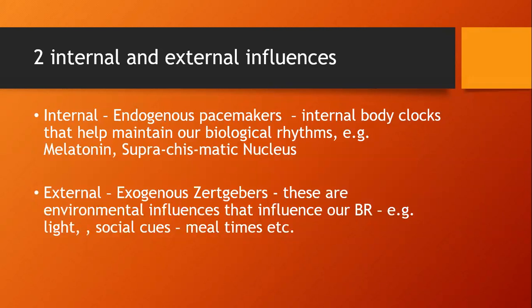The external is exogenous zeitgebers, right? These are environmental influences, so things external. Endogenous, like inside; exogenous, outside. These are environmental influences that influence our biological rhythms. For example, light, when it's dark, when it's light. Social cues, things like meal times, you know, when you have breakfast, when you have lunch, those types of things. But we will be looking at them in a little bit more detail later. I'm just looking for you pulling up on those.